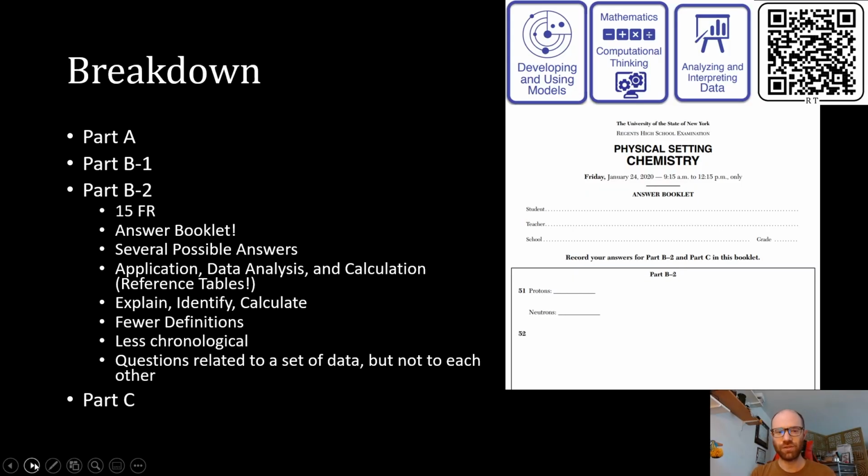Part B-2. So big changes here. First, it's fewer questions. We're only looking at 15 total, but second, the questions are grouped. You're given a set of data and you have to look at it. Third, you're recording your answers in an answer booklet.